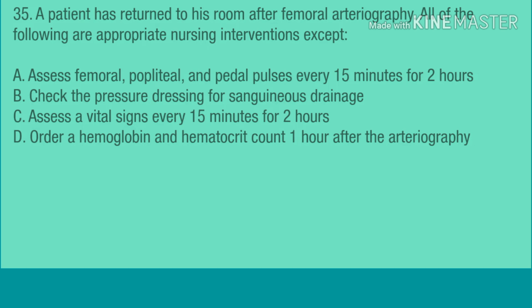All of the following are appropriate nursing interventions except A. Assess femoral, popliteal, and pedal pulses every 15 minutes for 2 hours. B. Check the pressure dressing for sanguineous drainage. C. Assess the vital signs every 15 minutes for 2 hours. D. Order a hemoglobin and hematocrit count 1 hour after the arteriography.